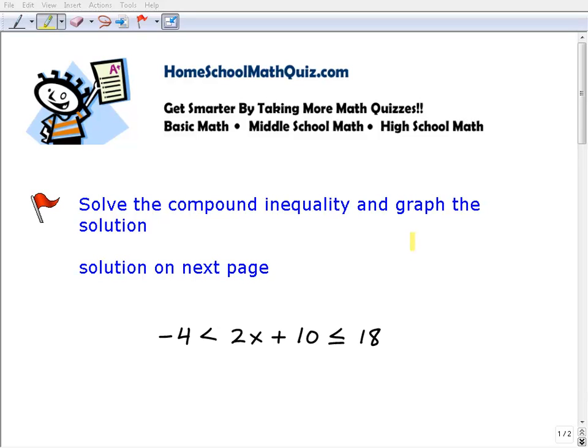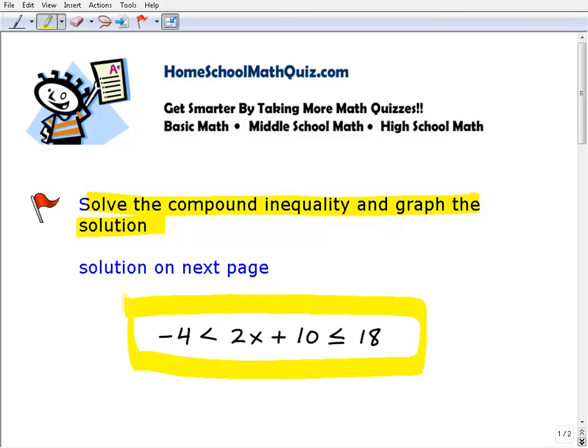Okay, so let's go and take a look at our quiz question here. We're asked to solve the compound inequality and graph the solution. So here is our compound inequality. And if you haven't tried this problem, maybe you want to go ahead and pause the video and see if you can do it. All right, let's take a look at the solution here.